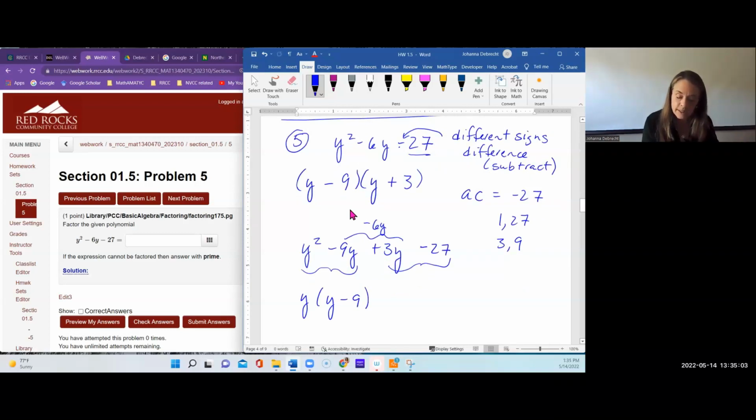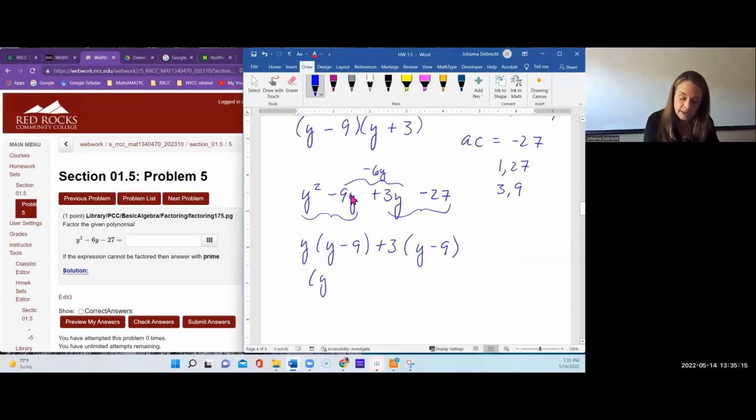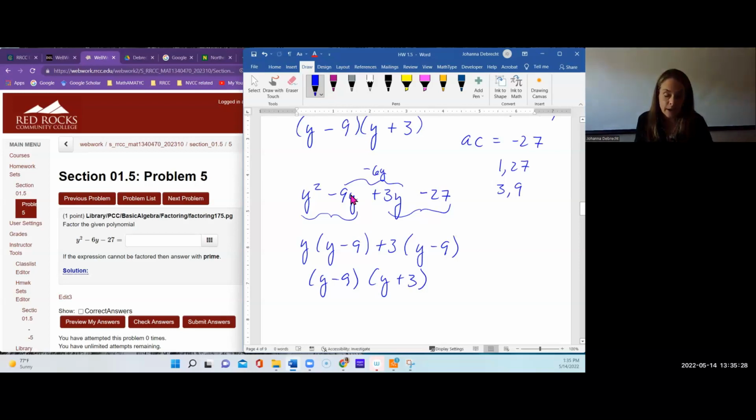Here I've got a positive, then a negative, and this is positive, then negative, so the signs look okay. So I'm going to take out just a positive 3, and that gives me y minus 9. And then when I take out the y minus 9, I get y plus 3. I hope this is making sense on the AC method. I do have a handout on it that you can find in course resources on D2L.